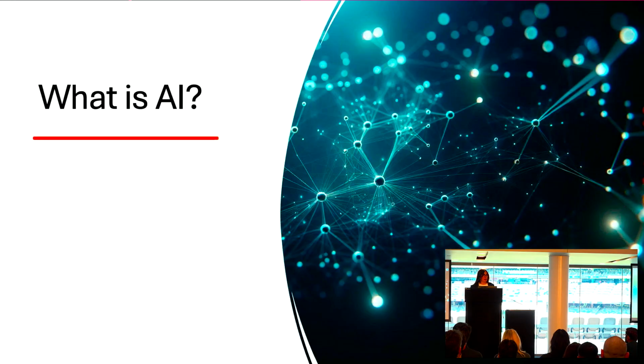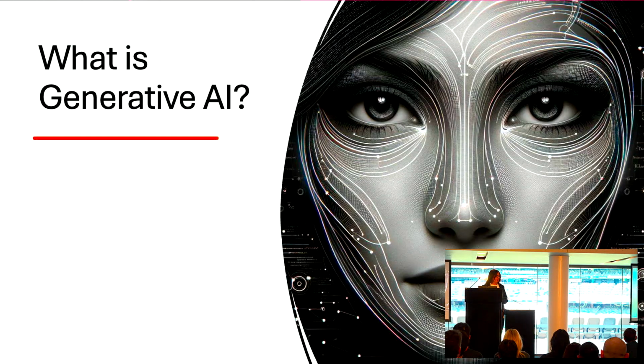Let's start with the fundamental question. What is AI? Artificial intelligence is the intelligence demonstrated by machines in contrast to natural intelligence displayed by humans. It is when machines are able to perform tasks that usually require human intelligence. What is Gen AI? Generative AI is a type of AI that creates new content like images, text, music, by learning patterns from existing data. For example, all the images in this presentation are generated by AI.